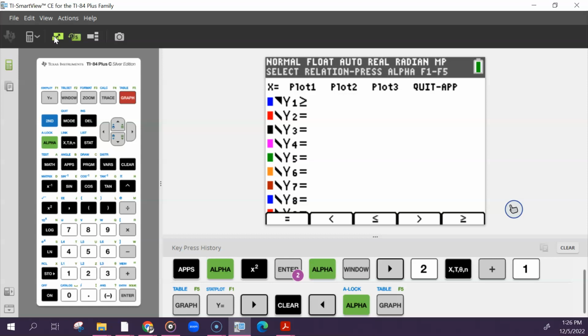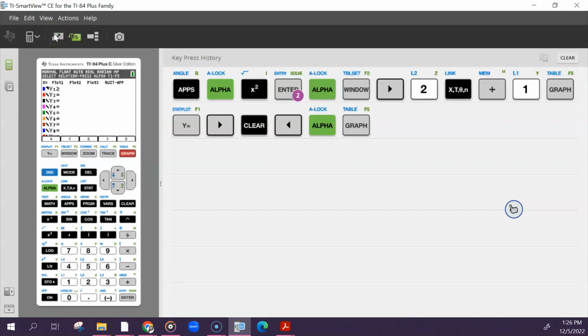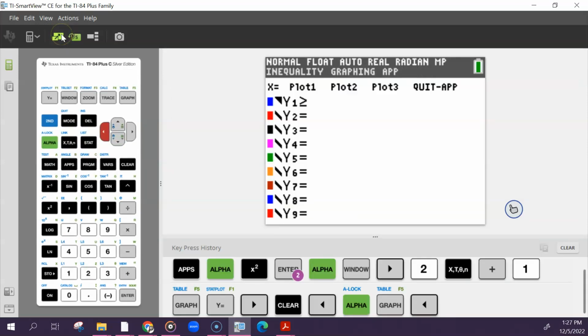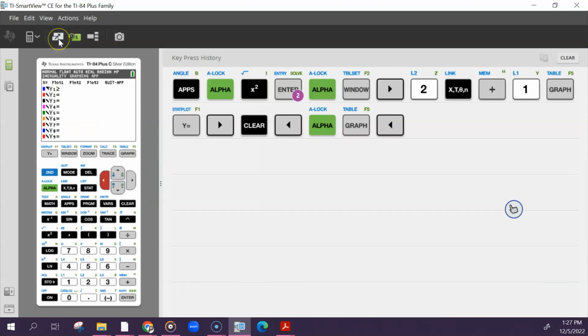How'd you change the thing? Alpha, whatever button is underneath it. I hit alpha graph, yes.